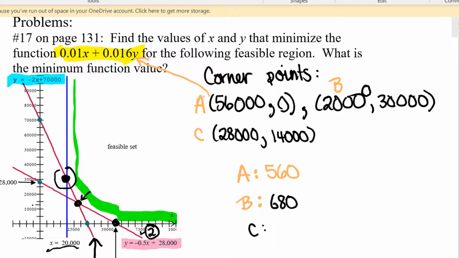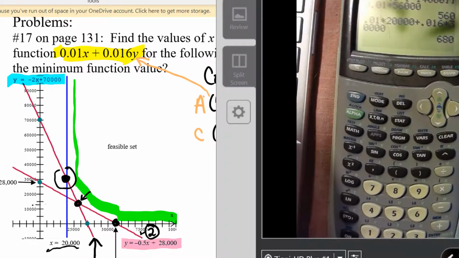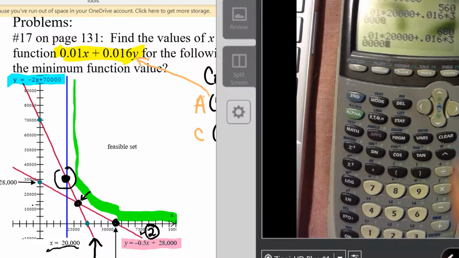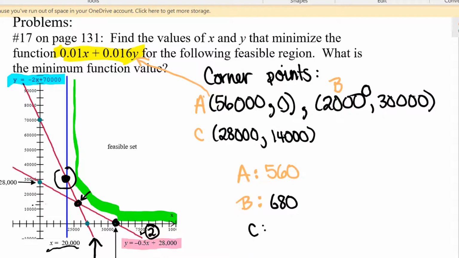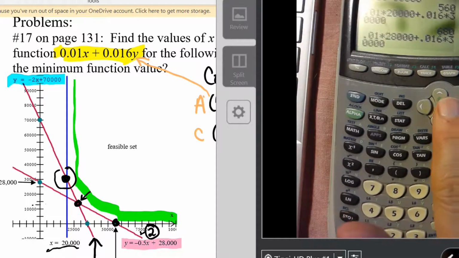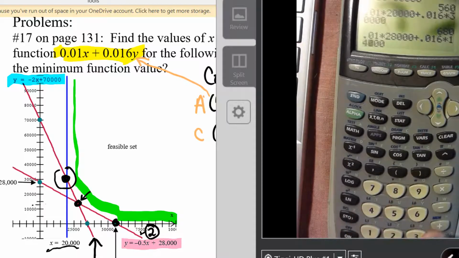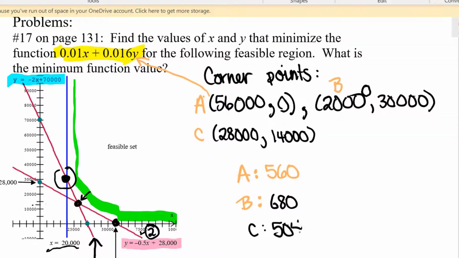And then C, same thing. So if you want, you can type second, enter, and then just type over x and y. So for point C, the x was 28,000. So just did 28, and the y was 14,000. And I get 504. And we're looking for the minimum. And this right here was the minimum.